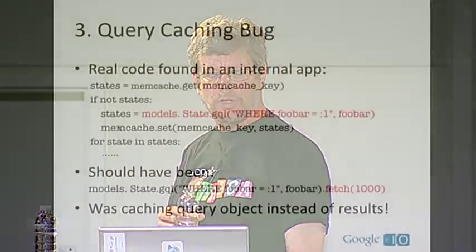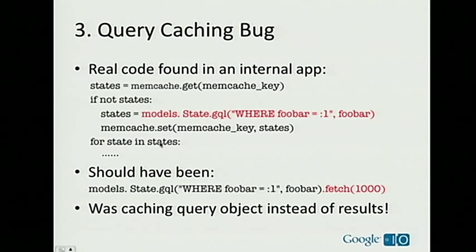So a very specific case of that came up a few weeks ago in a simple internal app that a colleague wrote. This is typical caching code. You try to get something from memcache. If it's not in memcache, then you try to get it from the data store. So in this case, what we're getting is actually a query. We're asking for all state objects with a certain property. And to protect the innocent, I'm not showing what the name of the property was. Then we put the result in the data store, and then we start iterating over the results.